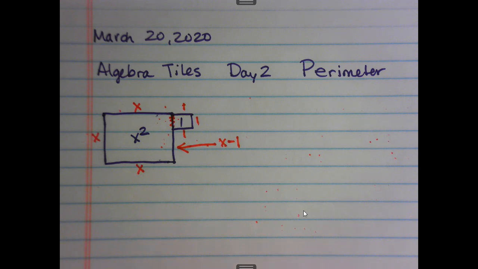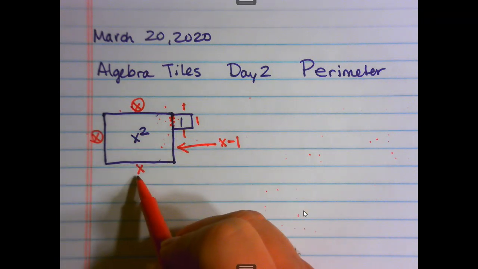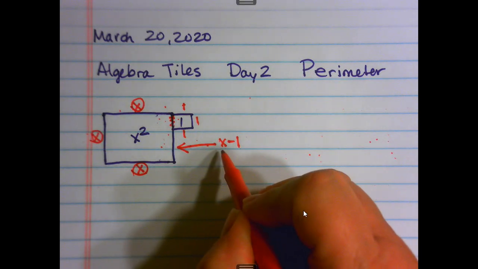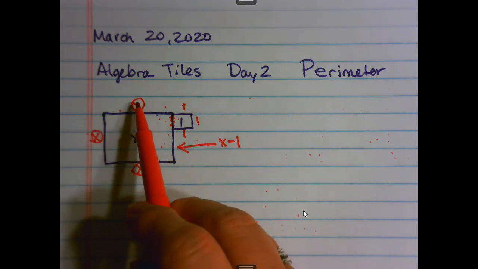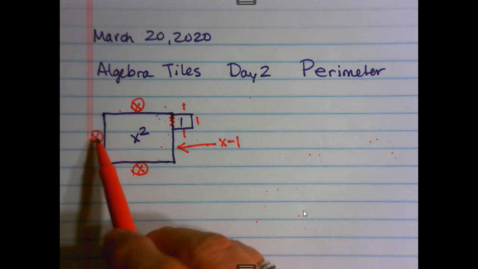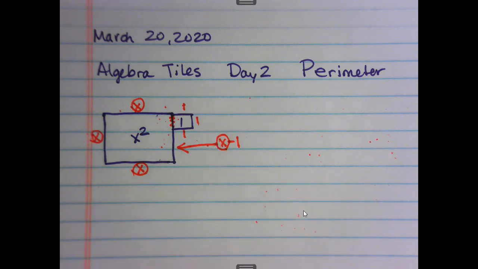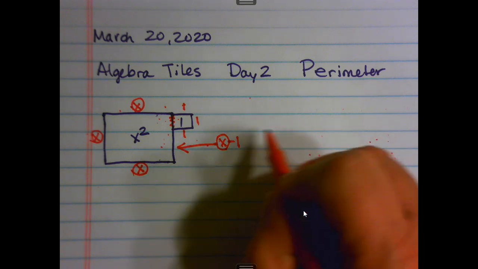Next thing that we're going to do as we are trying to come up with the perimeter expression for this set of algebra tiles is I'm going to locate all of the terms that are the same in this collection. So I go around and I've got an X here, another X here, an X, and then I've got an X that's part of this expression, but I'm going to take that X because it looks like all the other ones technically, and I'm going to write that expression over here.